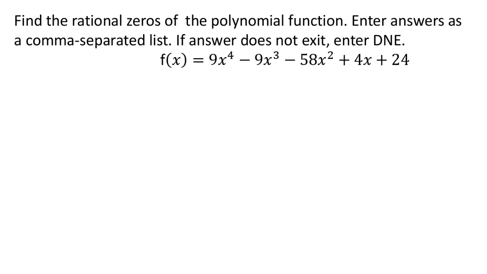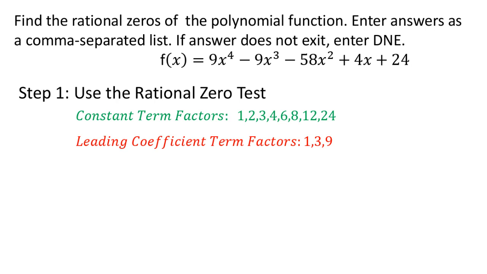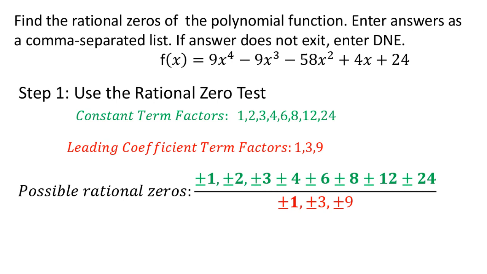Okay, the first thing we notice is that our constant is 24, so we'll have the factors of 24. Our leading coefficient is 9, so we'll get the factors of 9. For our constant, the factors of 24 are 1, 2, 3, 4, 6, 8, 12, and 24. For our leading coefficient, the factors of 9 are 1, 3, and 9.